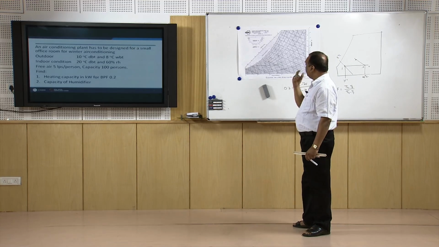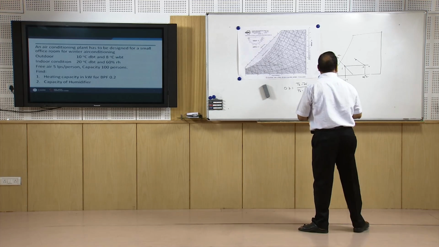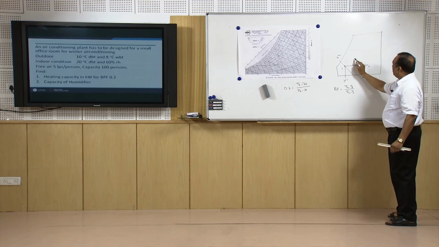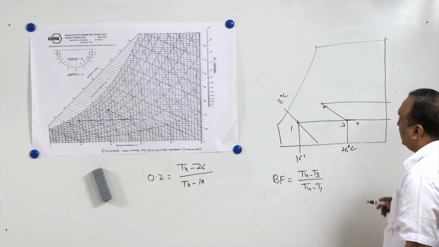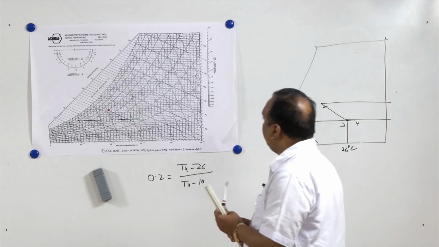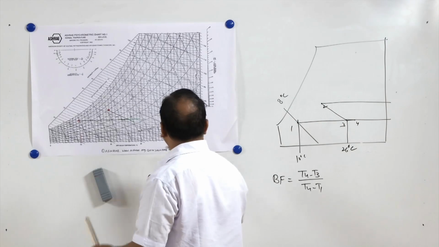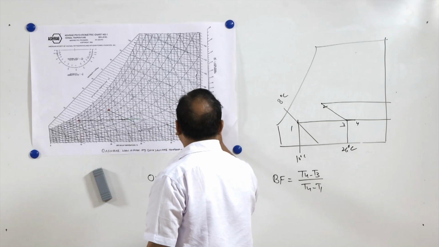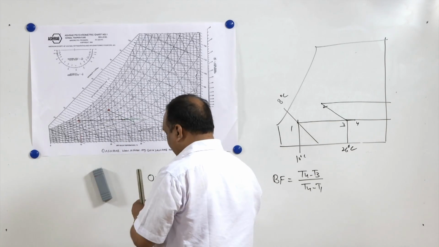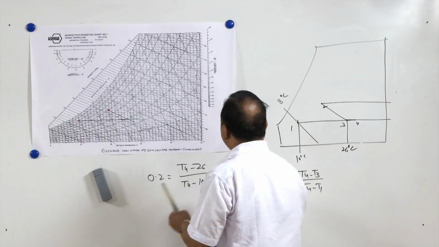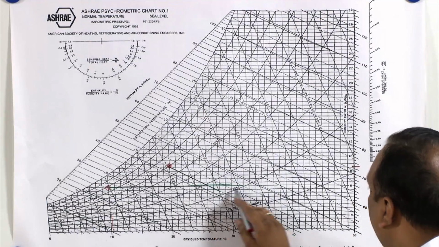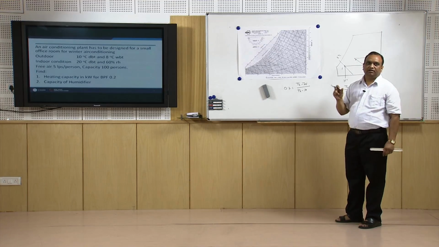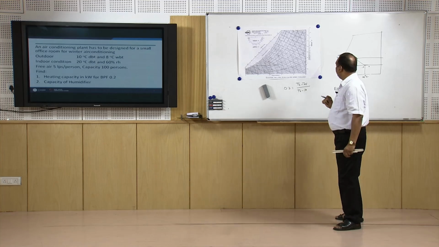And capacity of humidifier, yes, this is a new term. Capacity of the humidifier is how much water has been added by the humidifier per kg of air. Now, water added by the humidifier per kg of air we can take from here. It is from the inside condition, it is 9 grams per kg, and from the outside condition it was 6. So, 6 to 9, so 3 grams per kg of air water has been added.